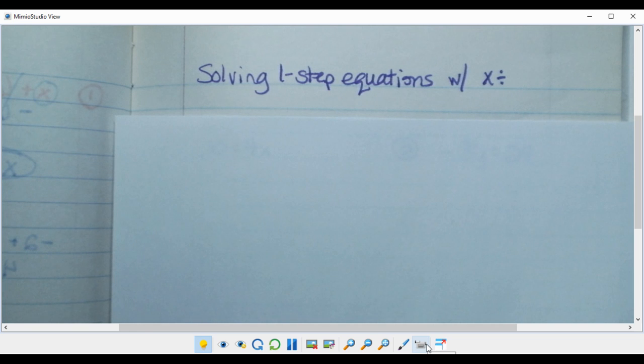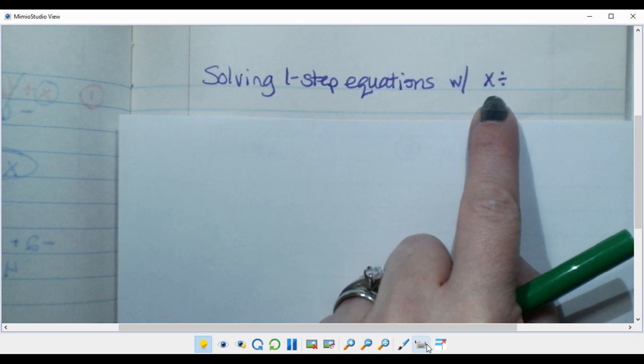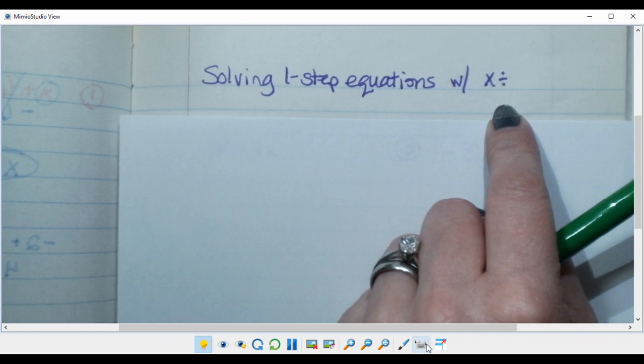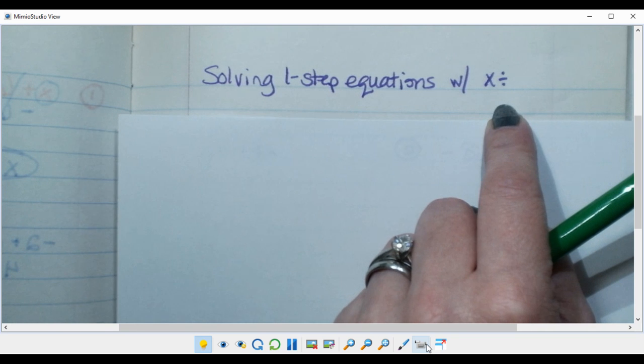We are going to continue our study of solving one-step equations. Today we're going to move on to multiplication and division. Remember that these are inverse operations. They undo each other. So if something originally shows multiplication, you can use division to undo that.